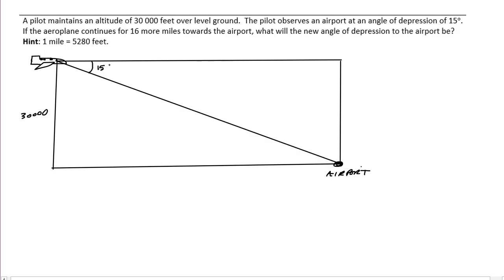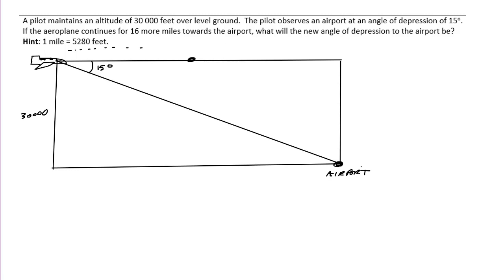Again, where does everyone draw it? They always draw it here, and that is not where it goes. You have to draw a horizontal line and then look down. So he looks down 15 degrees. If the airplane continues 16 more miles, so if he keeps flying this way, we'll say here is 16 miles. What will the new angle of depression to the airport be?